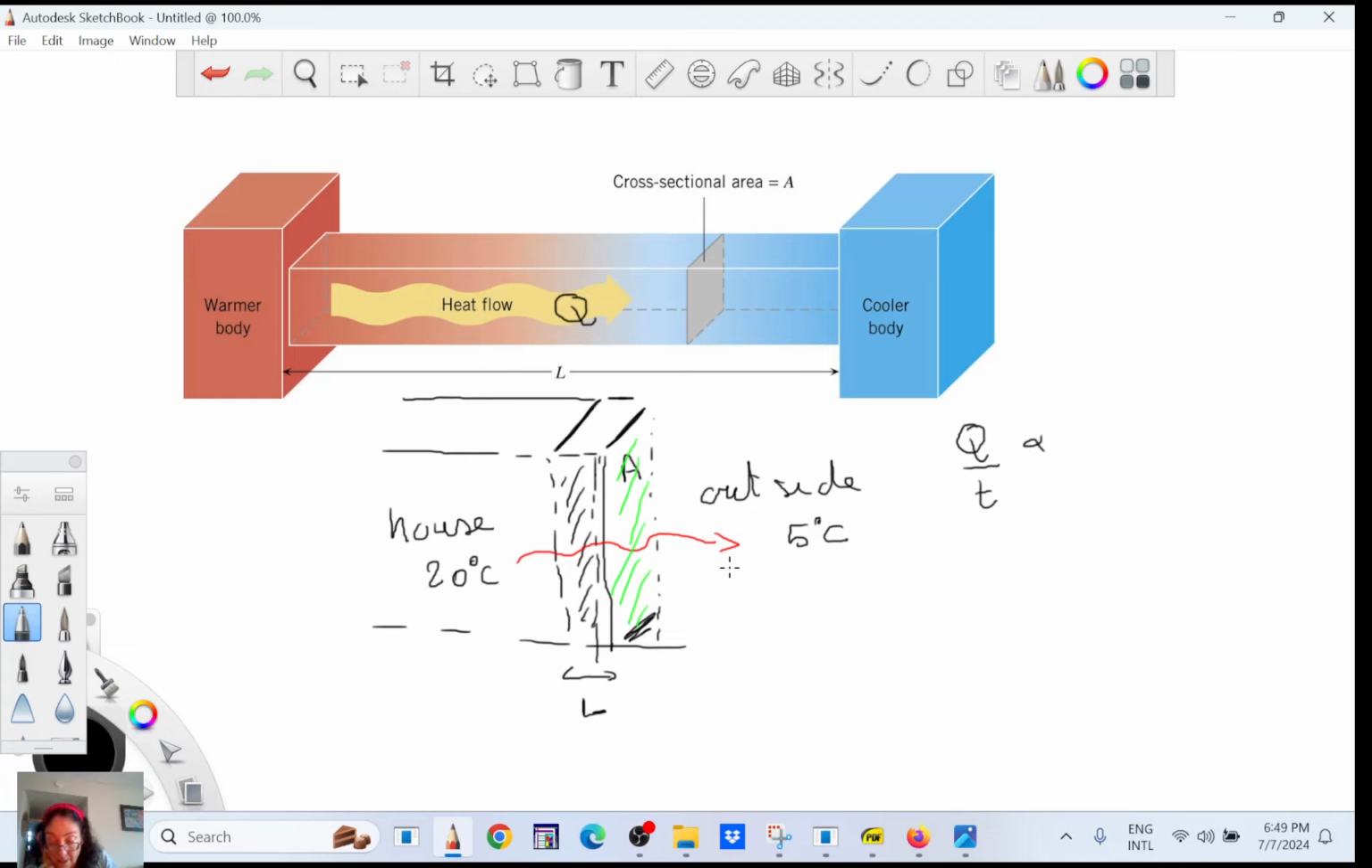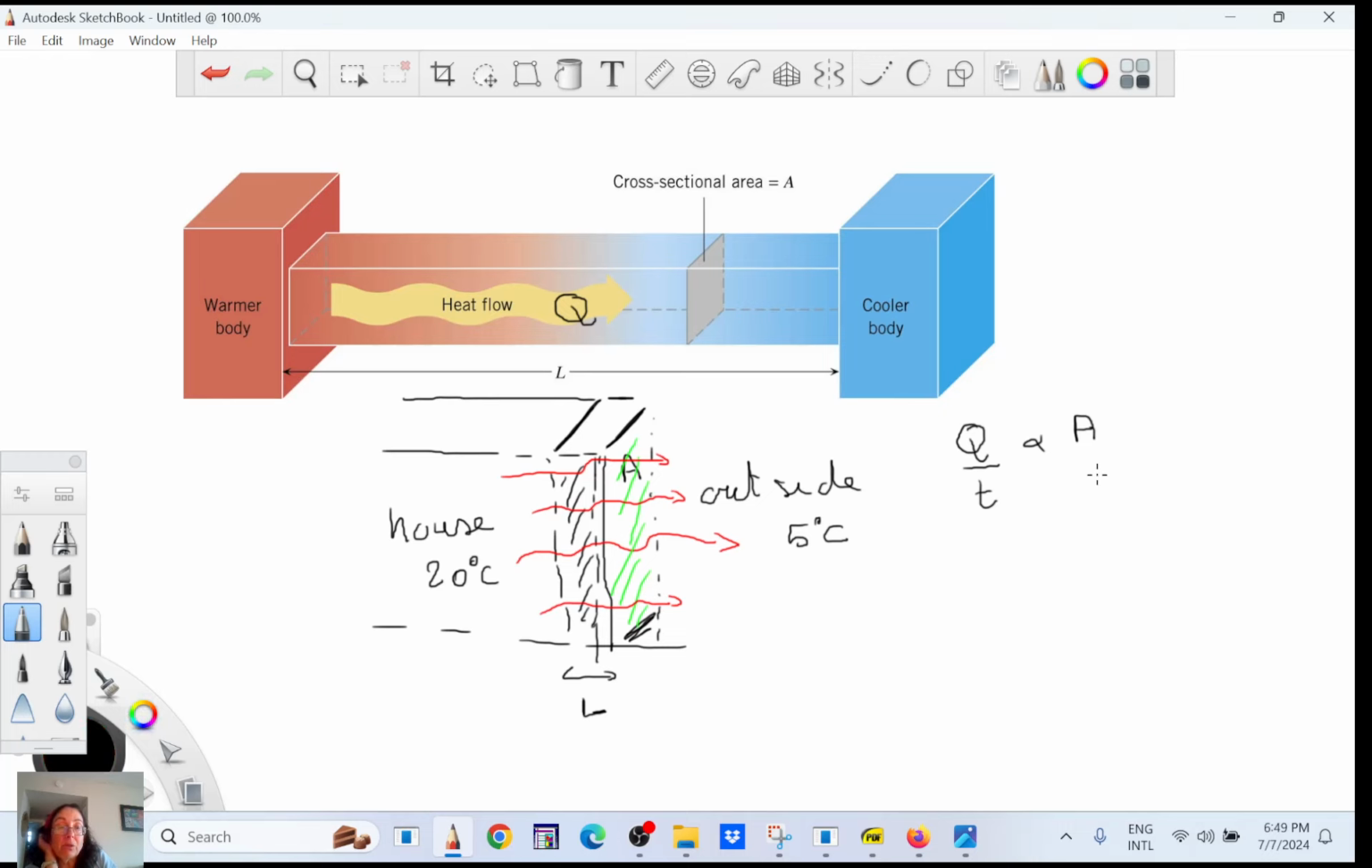So first of all, it's going to be proportional to the area. So this is very obvious. Okay, if you have a large side here, more heat will be able to escape. Okay, so it's like it's trying to escape. Now it has more ways, I mean, more paths to do so. So it's proportional to the area.